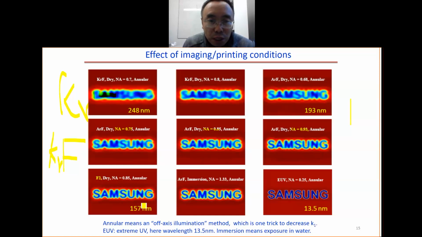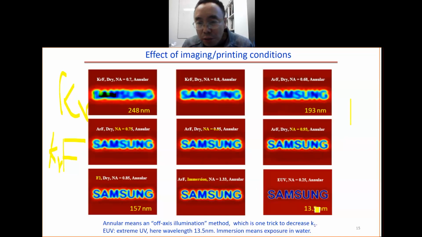You get better resolution. So when you do the immersion, we know that for air, the numerical aperture maximum value is 1. But when you do the immersion, numerical aperture, which is equal to n sin alpha, if the refractive index is much higher than 1, you get numerical aperture higher than 1, you get better image. For today's lithography system, we use immersion lithography and argon fluoride.